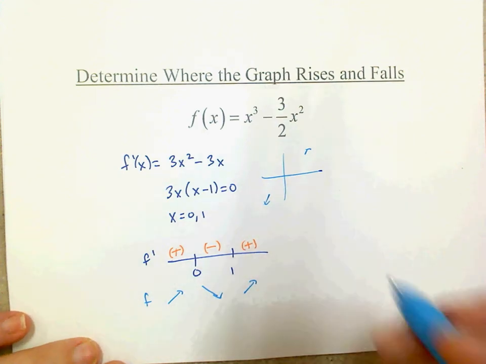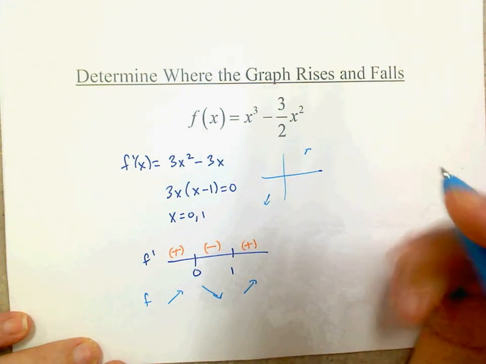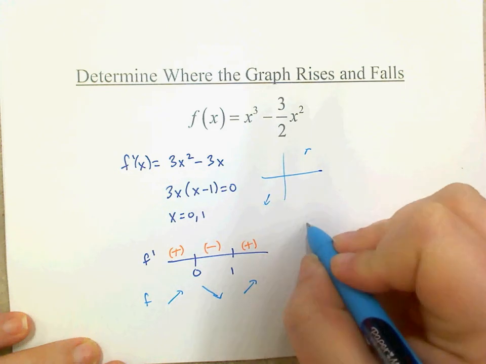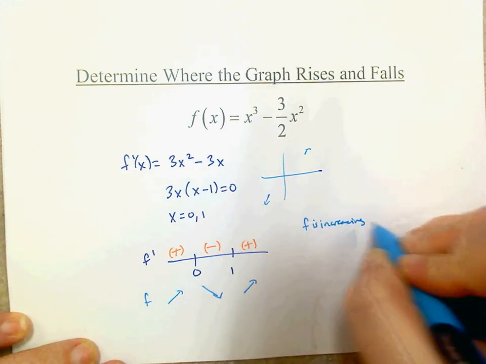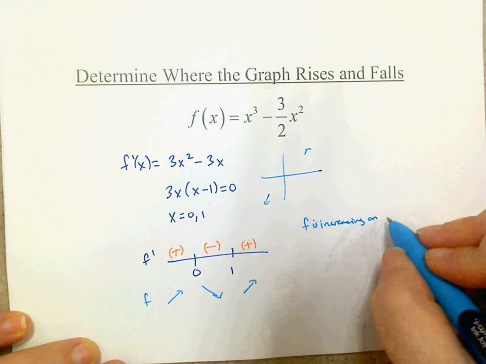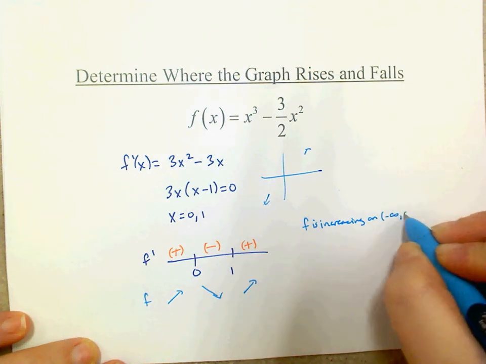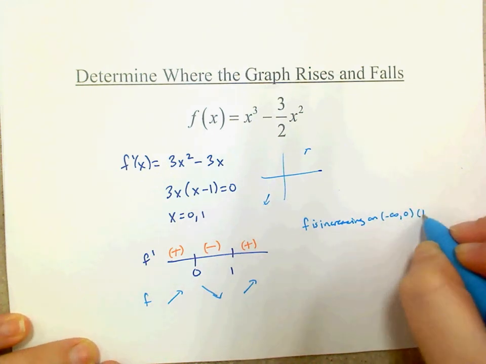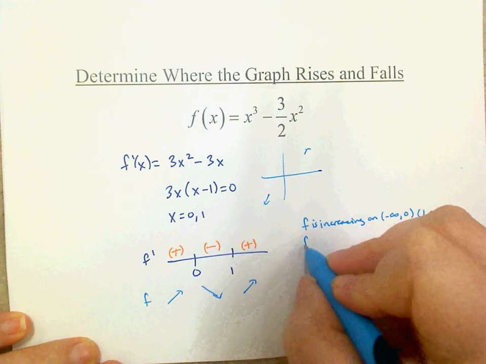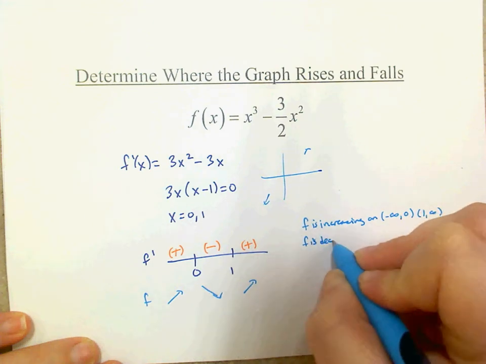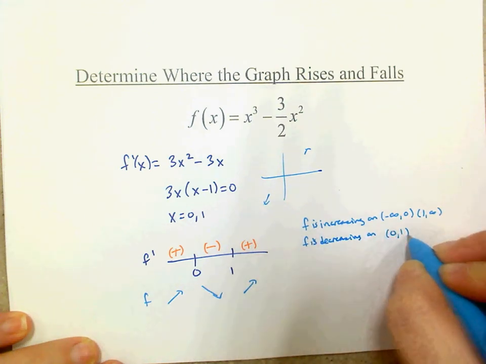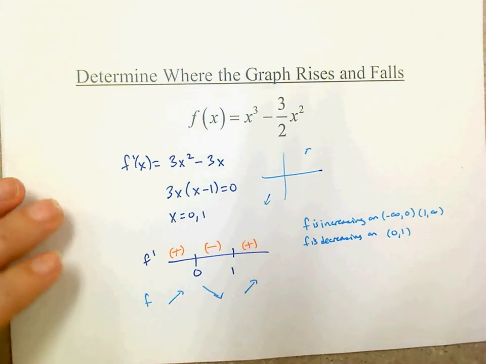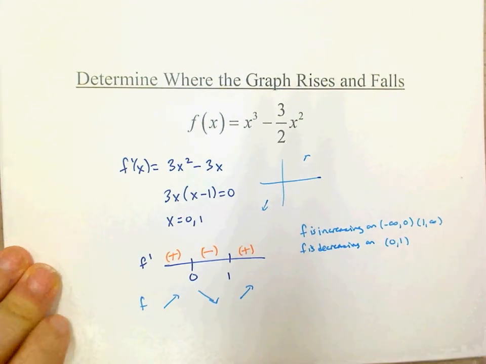So if I were to answer, when is the function increasing? f is increasing on the intervals negative infinity to 0 and from 1 to infinity. And f is decreasing on the interval 0 to 1. And we don't include those endpoints because at those moments you are stopped. Okay?